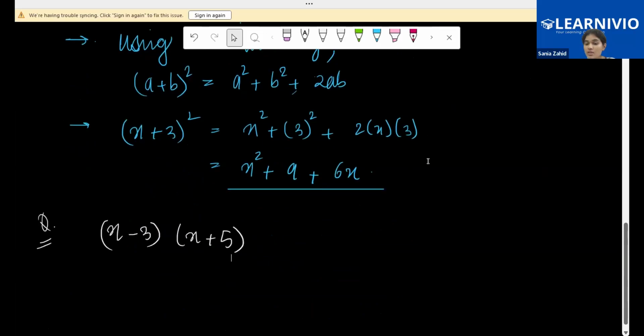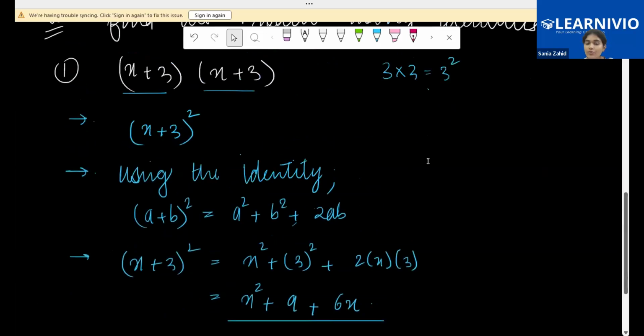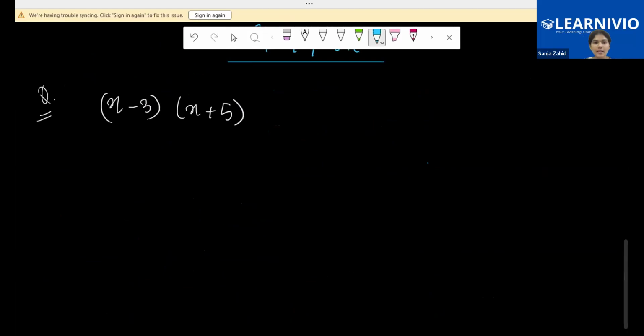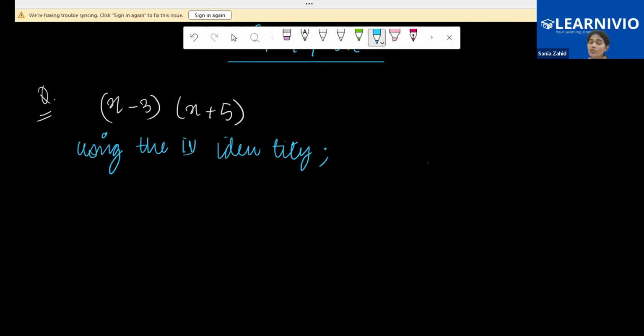Now you have three numbers. So three numbers was only there in which identity? Fourth identity. So what is the fourth identity? (x + a)(x + b) = x² + (a + b)x + ab. So we'll again write down using the fourth identity. You always mention the identity in your solution, children, because that has marks, showing which identity you are using. (x + a)(x + b) = x² + (a + b)x + ab.